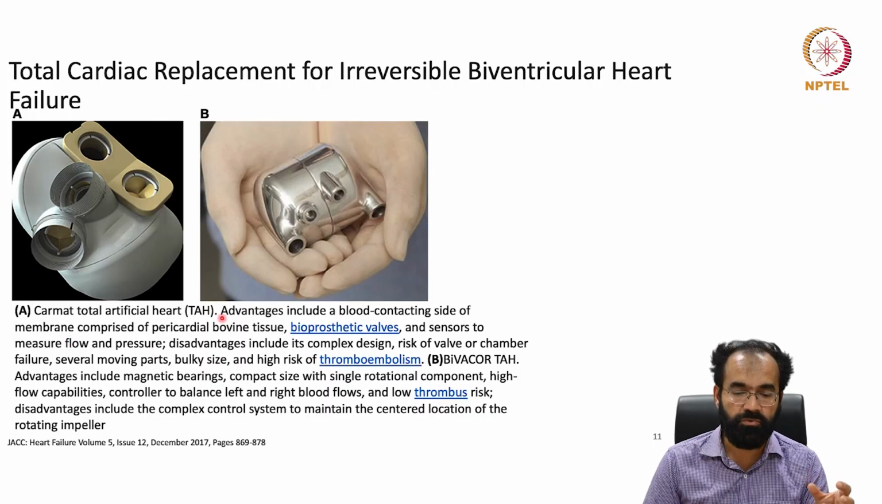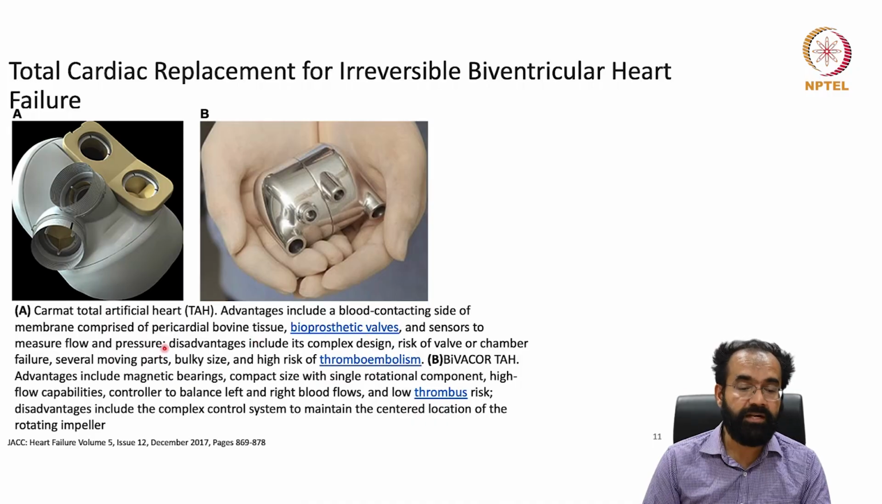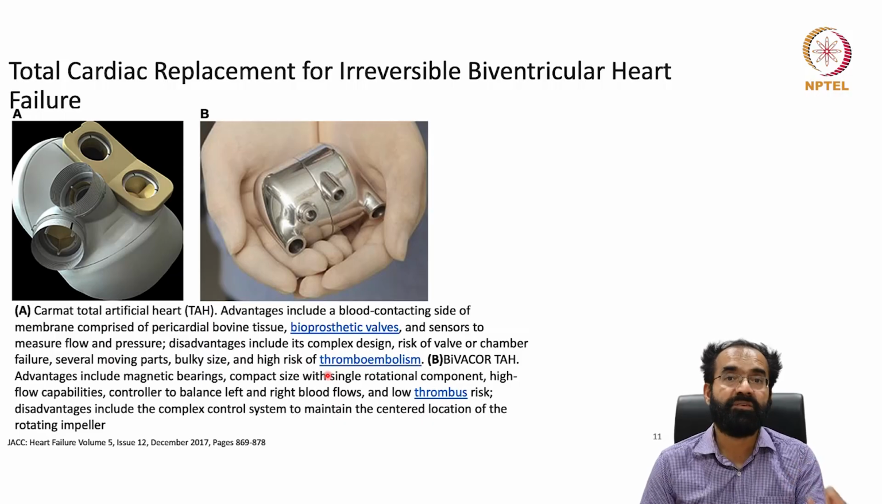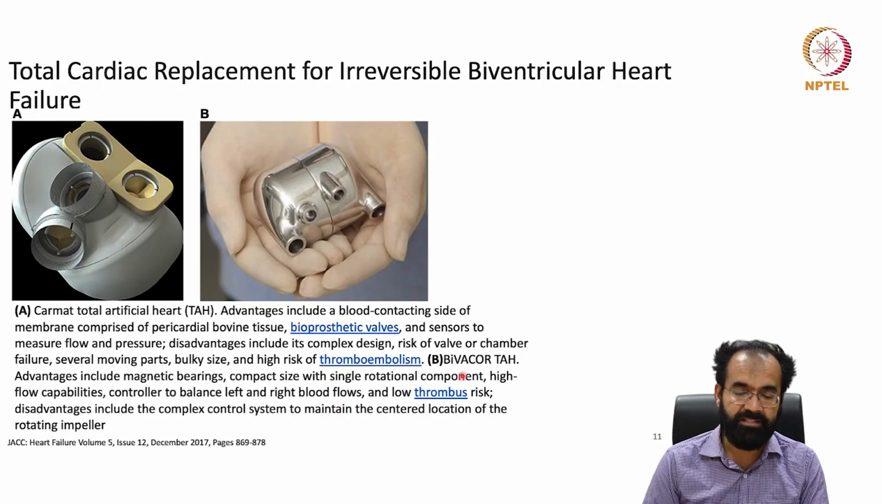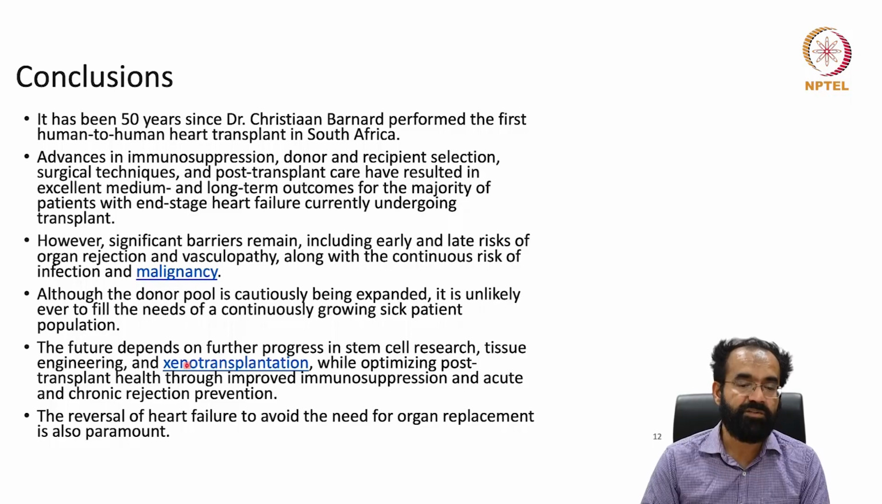It has got two prosthetic valves, and also it has got sensors to detect it, and it can also prevent blood clotting formation, etc. And this is another version, by Vacorta. That is another approach. The advantages include magnetic bearings, it's compact in size, and it's a single rotational component. Several mechanical properties are there, so either of them can be used as an artificial heart.